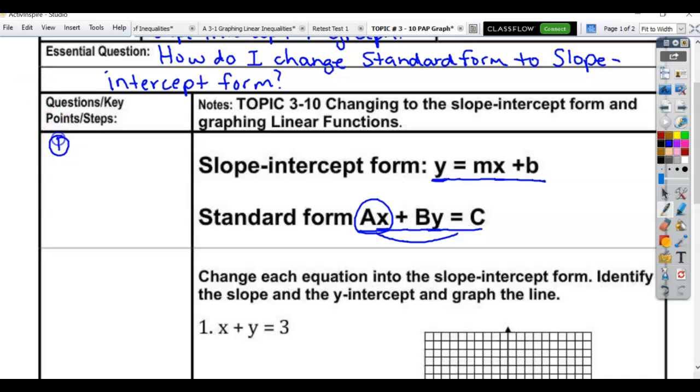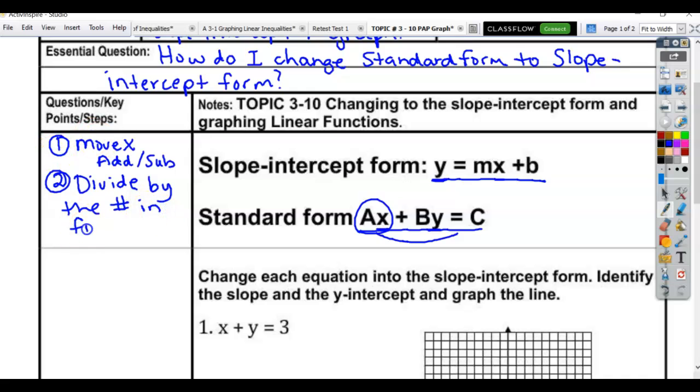One step, you're going to need to move x. The way you move x is by adding or subtracting. The second step is to divide. You're going to divide by the coefficient that's in front of the y, the number in front of y. That's the coefficient of y. So that's your two steps.